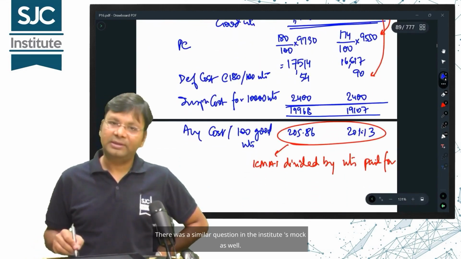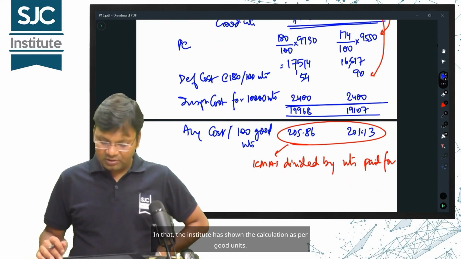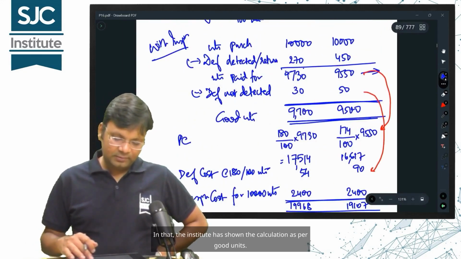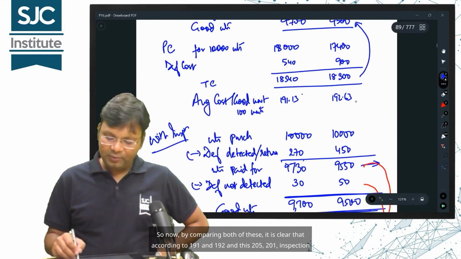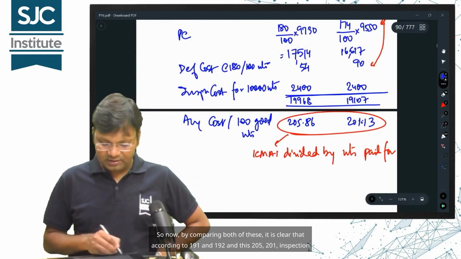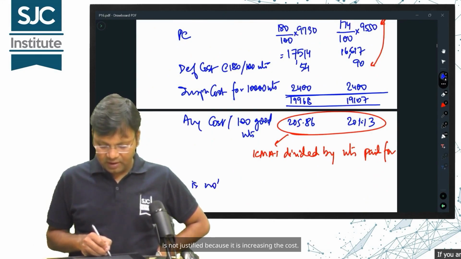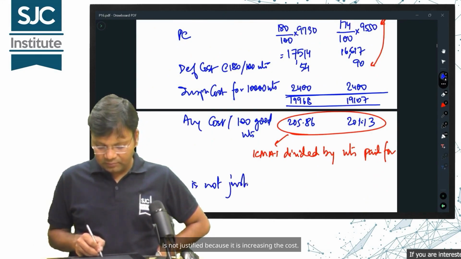There was a similar question in the Institute's mock as well. In that, the Institute has shown the calculation as per good units. So now, by comparing both of these, it is clear that according to 191 and 192 and this 205, 201, inspection is not justified because it is increasing the cost.